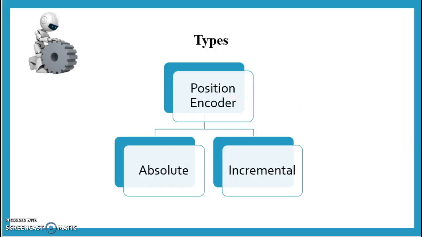There are mainly two types of position encoder. First is absolute and second is incremental. The output of an absolute encoder indicates the current position of the shaft. The output of an incremental encoder provides information about the motion of the shaft, which is typically further processed elsewhere into information such as speed, distance, and position. There are mainly four encoder technologies. First is conductive, second is optical, third is on-axis magnetic, and fourth is off-axis magnetic.